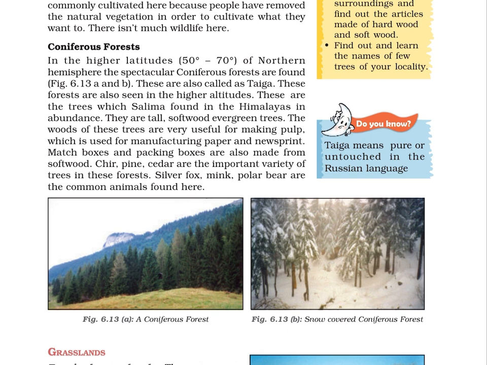These are the trees which Salima found in the Himalayas in abundance. They are tall, softwood, evergreen trees. The woods of these trees are very useful for making pulp, which is used for manufacturing paper and newsprint. Matchboxes and packing boxes are also made from softwood. Cheer, pine, cedar are the important varieties of trees in these forests. Silver fox, mink, polar bear are the common animals found here.